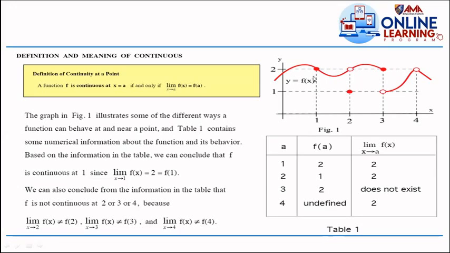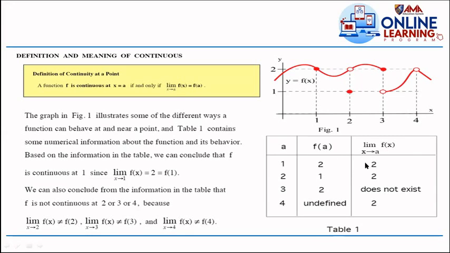So how are we going to prove that one? So from your table 1, as a approaches 1, the function of a is equal to 2. Ito na siya. Function of a is equal to 2. Okay? The limit of the function of x as x approaches a is equal to 2. As x approaches 1, 2 rin yung sagot. So, ibig sabihin, itong dalawa is equal to this value.